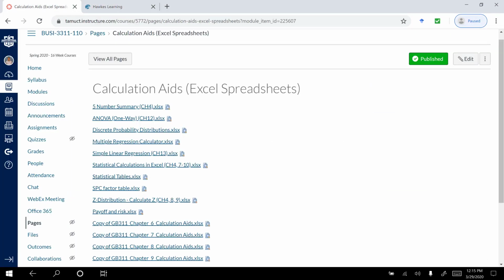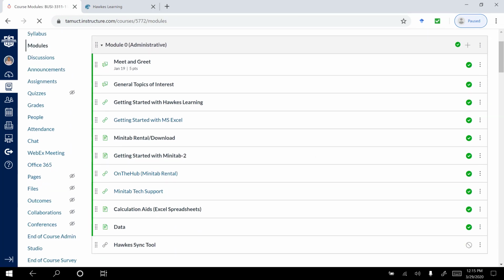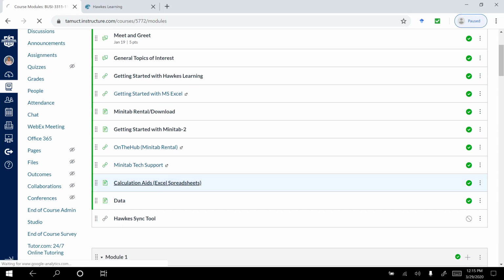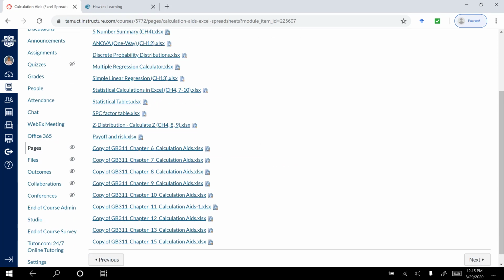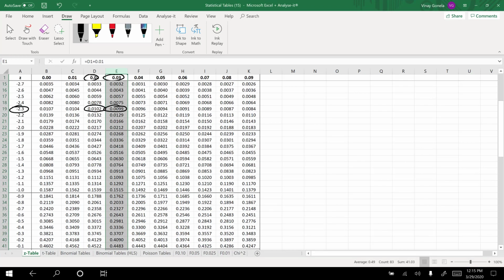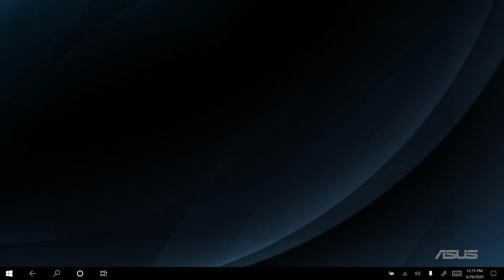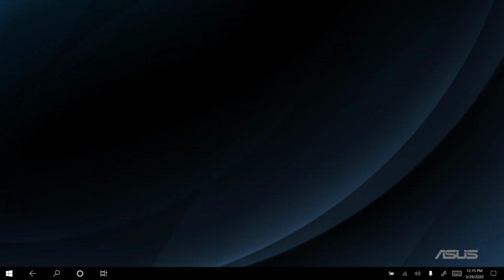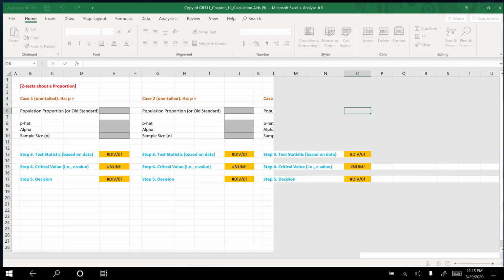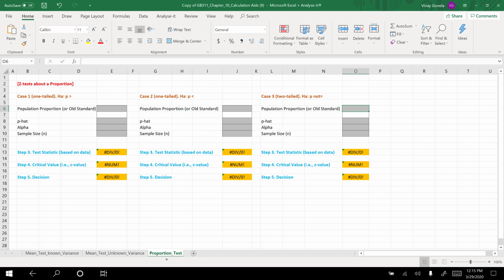In Canvas, I will go to modules, module 0, and then calculation aids. Go to chapter 10, calculation aids, and then enable editing. Now we are in the proportion test worksheet.